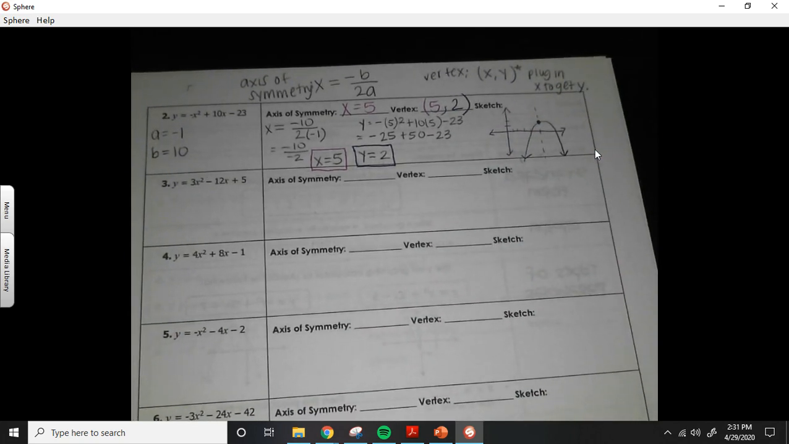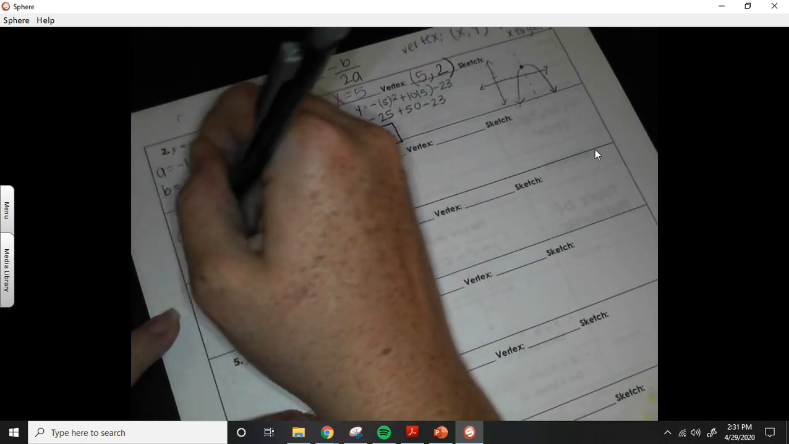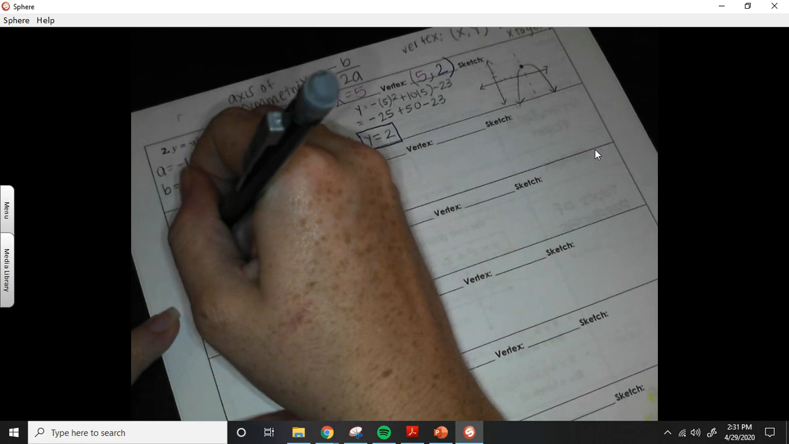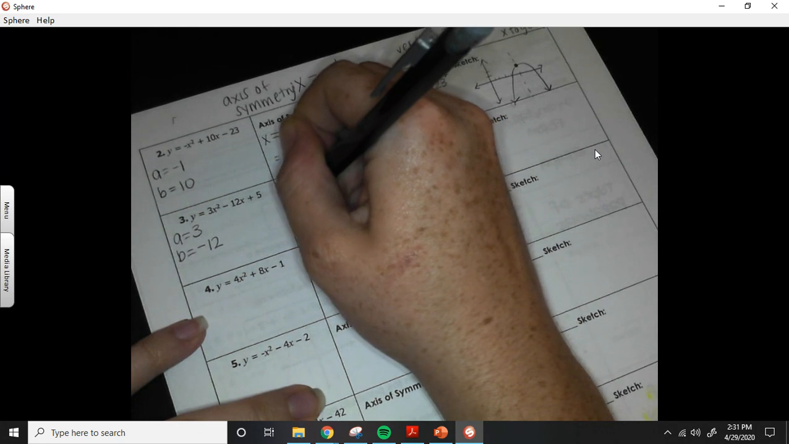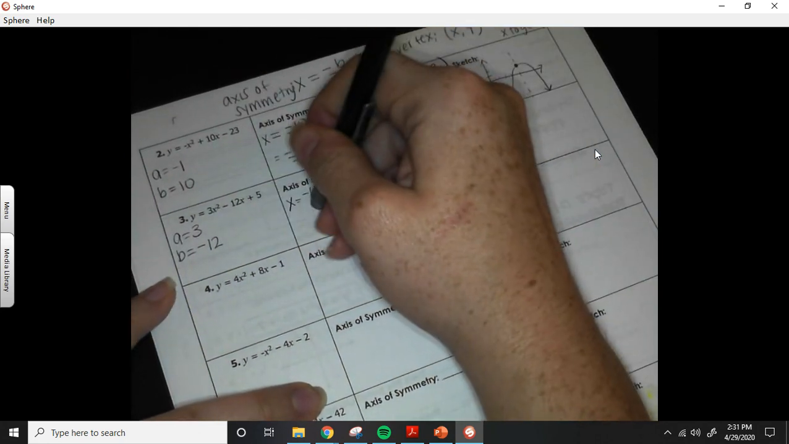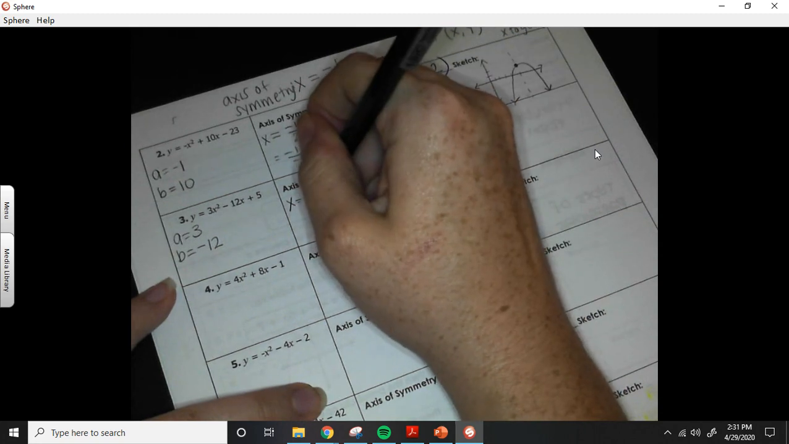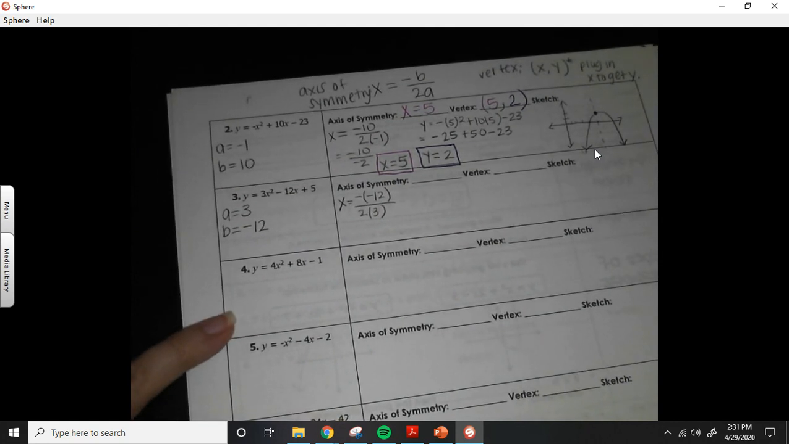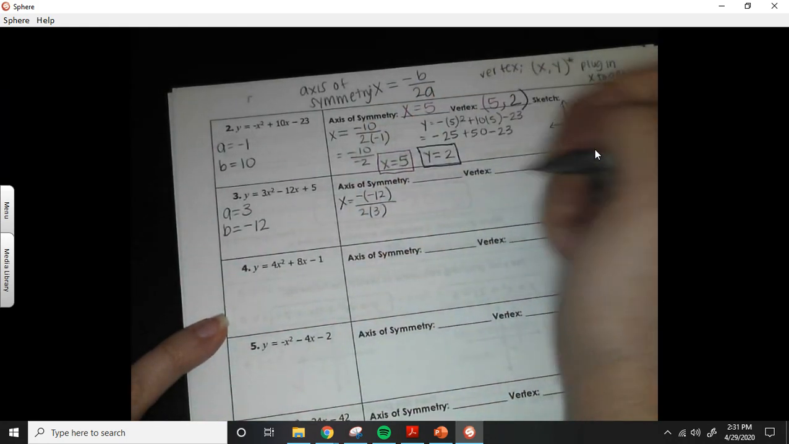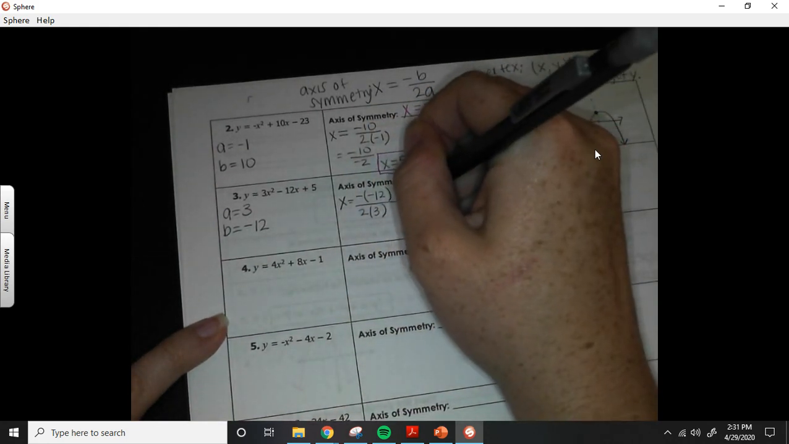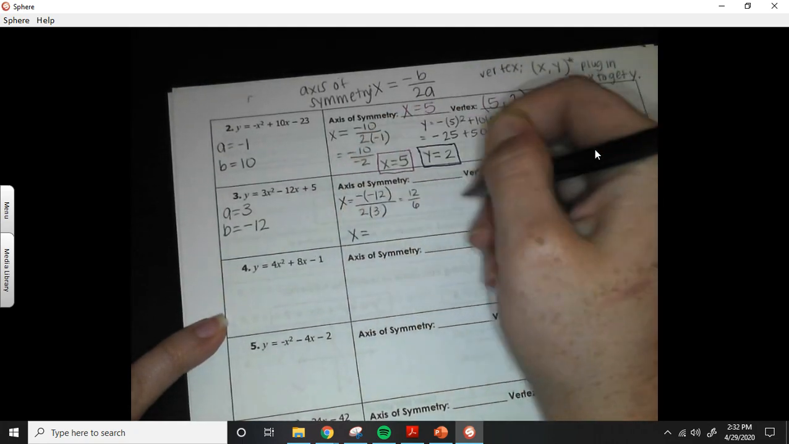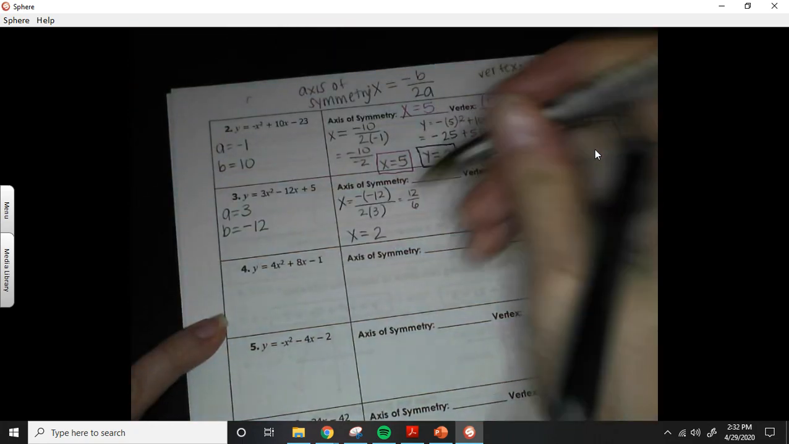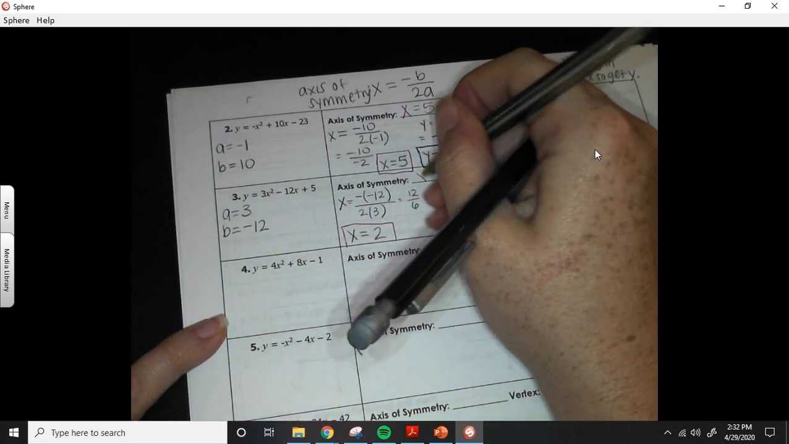Okay, let's try this again. So in number 3, a equals 3, b equals negative 12. Okay, so to find our axis of symmetry, we're going to do negative b. So what does that mean? That means it's going to be a negative negative because b is negative. So that's what this looks like. Negative b means a negative negative 12. Well, negative negative means positive. So it's basically 12 over 6, which means that x equals 2. So we just found our axis of symmetry.